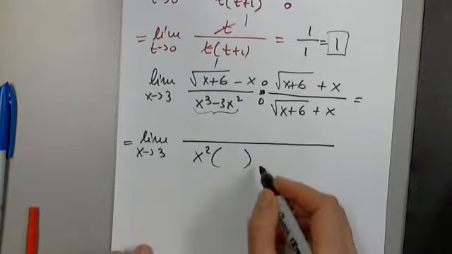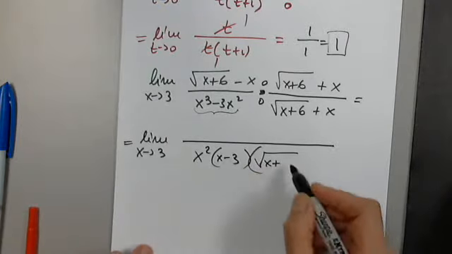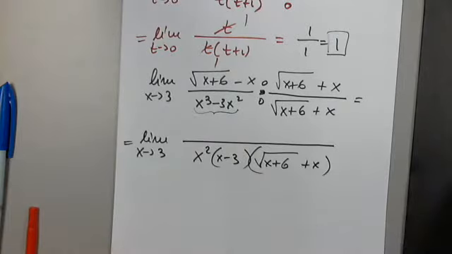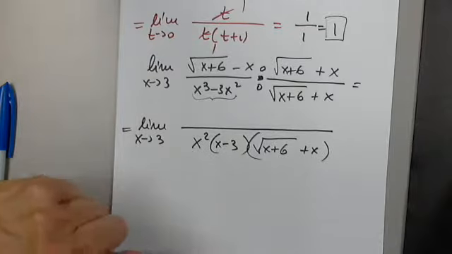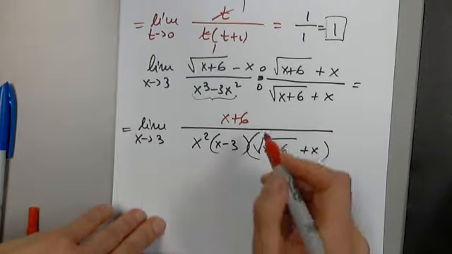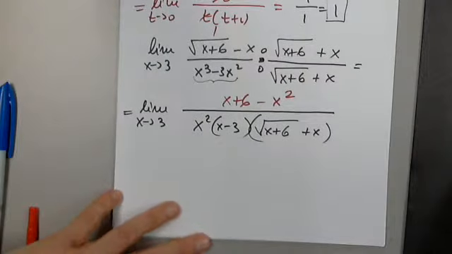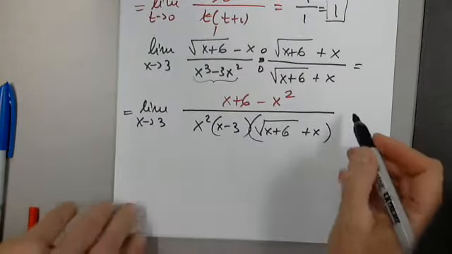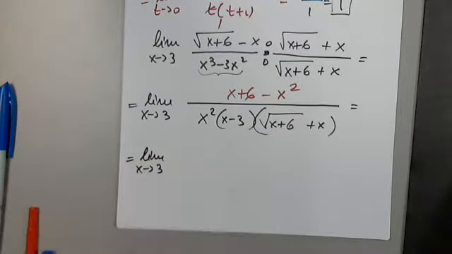So x squared, what is left in parentheses? Good. Perfect. And now, can anyone dictate the numerator? X plus 6 minus x squared. Very good. Awesome. Good. Okay. I will continue now. And where is my focus next?